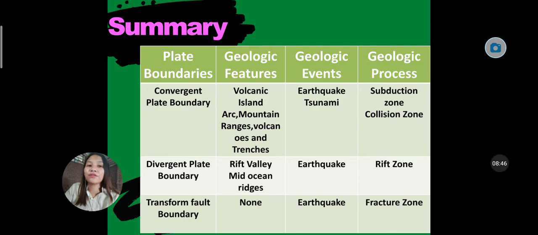Now, the divergent plate boundary. When a divergent plate boundary happens, geologic features like rift valleys and mid-ocean ridges form. Geologic events like earthquakes can also occur because of the geologic process known as the rift zone. In a transform fault boundary, there are no geologic features, but it gives us geologic events like earthquakes, and it happens because of the geologic process known as the fracture zone.